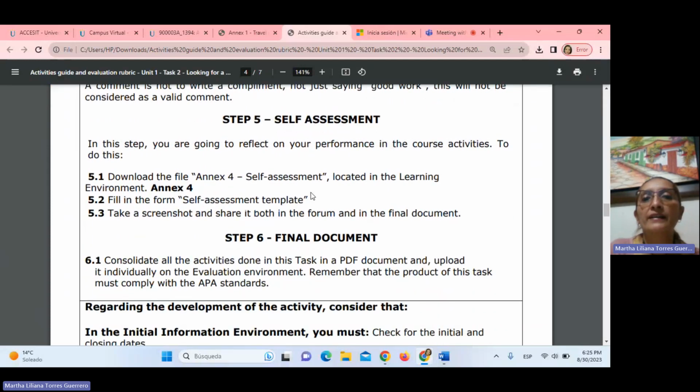And step number 5 is the self-assessment. In the self-assessment, you will fill out annex number 4. In a moment, I'm going to show you where you can find the annexes. The self-assessment is just to fill in and complete the chart that is proposed there. Please don't share documents, because we don't download documents on our computers. Just take a screenshot and share the screenshot in the forum, no more.